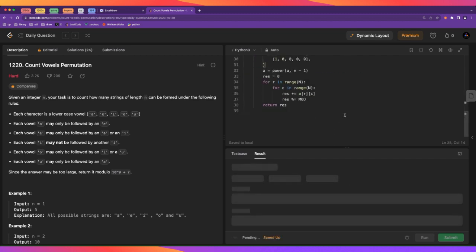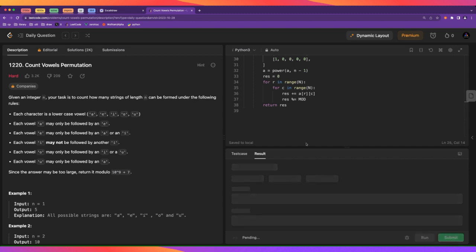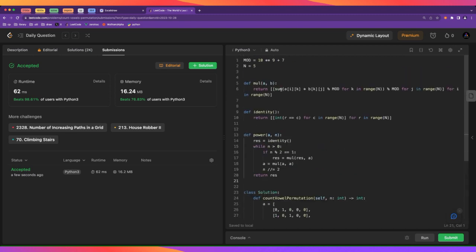So let's see if this works. It passes the examples, and it passes. Cool, and it's almost 99%. That's cool. I wouldn't expect that to be faster than most of the Python solutions.